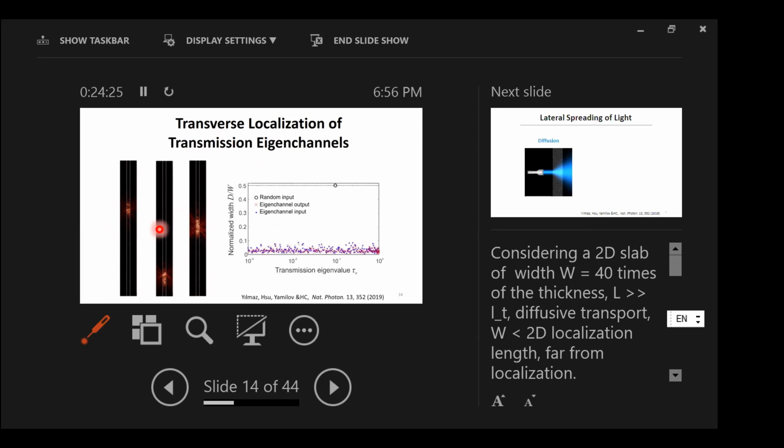They are spatially localized in a certain regime, and their input and output sizes, if you think about the width at the input surface and at the output surface, are equal. So there's no lateral spreading. We call this the transverse localization of transmission eigenchannels, and this happens in a diffusive system. We know light can be localized in a strongly scattering medium where you have Anderson localization, but here, even in a diffusive sample with a wide slab, the transmission eigenchannel can be spatially localized, and then they can have 100% transmission. There's no lateral spreading, so they don't leak out to the side.